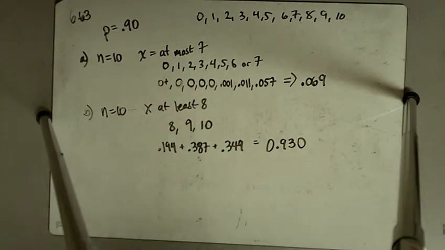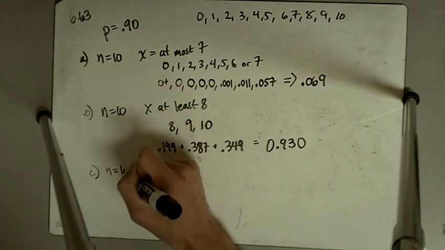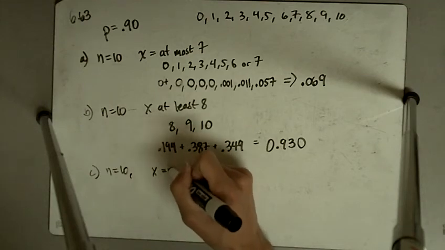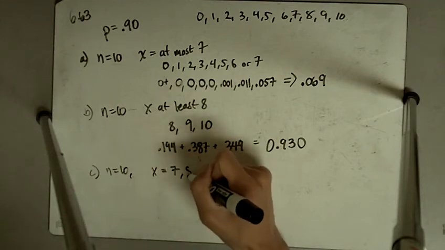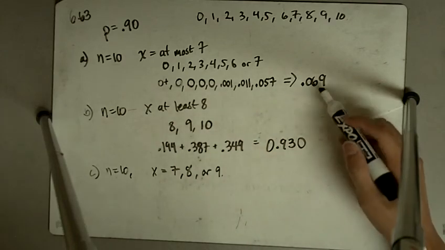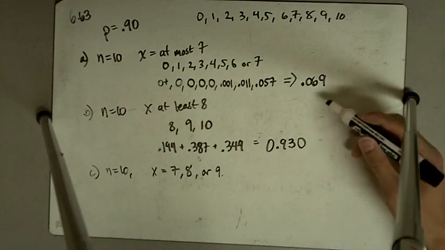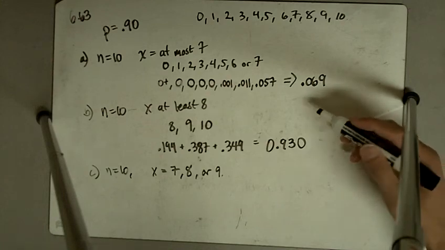And the last part, it says find the probability that anywhere from 7 to 9 out of 10 will find a job. This is 7 to 9 inclusive, so that means we're looking for n is equal to 10 and x is equal to 7, 8, or 9. Okay, and one thing you'll notice about parts A and B is that they are complements to each other.